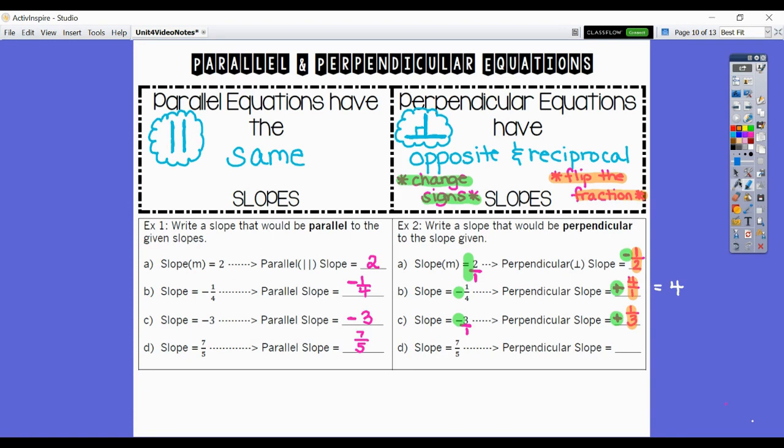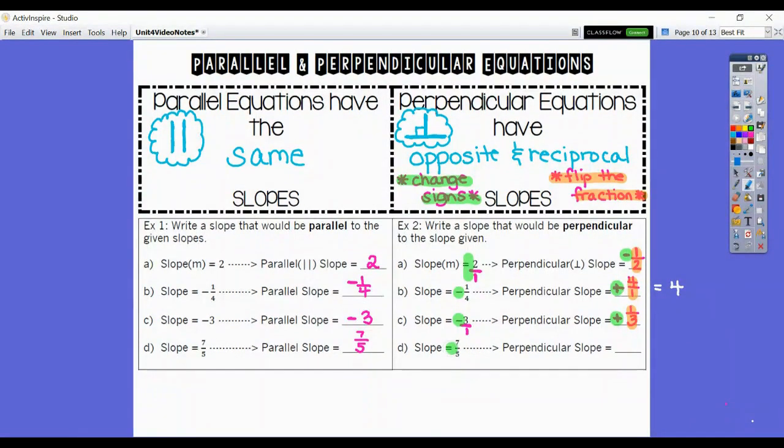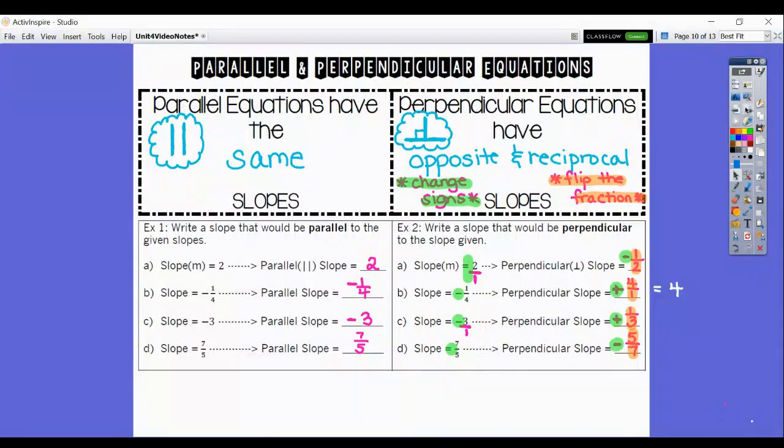Last one here, we'll do the same thing. The slope is 7/5. It is a positive 7/5, so I must change that to a negative. Then, instead of 7/5, I flip that fraction to be a 5/7. -5/7 is my perpendicular slope to the given slope of 7/5. Change the sign and flip the fraction.